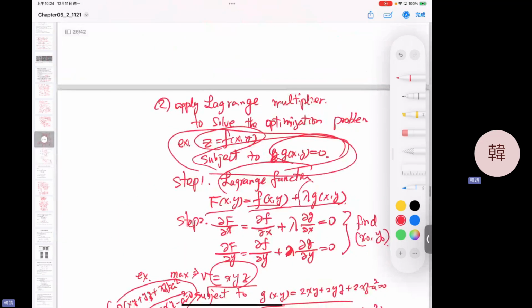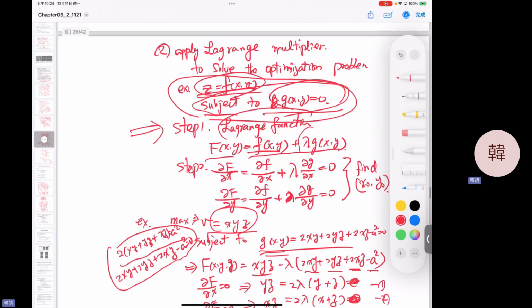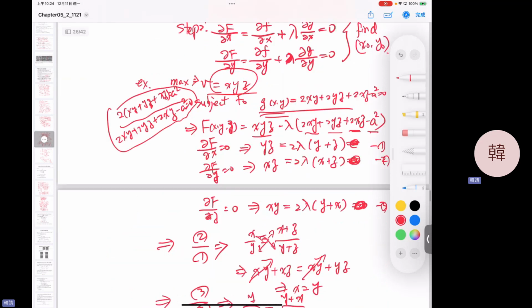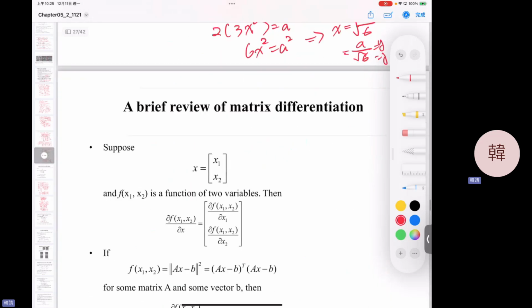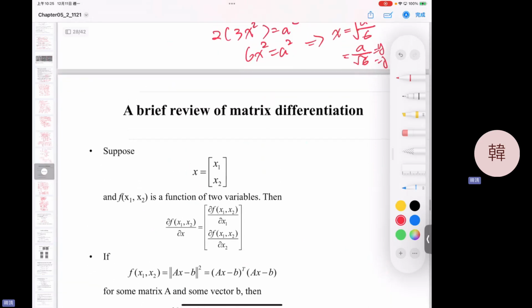So you have this objective function, and then you have the subject to constraint condition, and then you can use some Lagrange multiplier to combine this equation together and then solve it through the optimization approach, and you can find out the result. Okay, so we are using this later immediately.